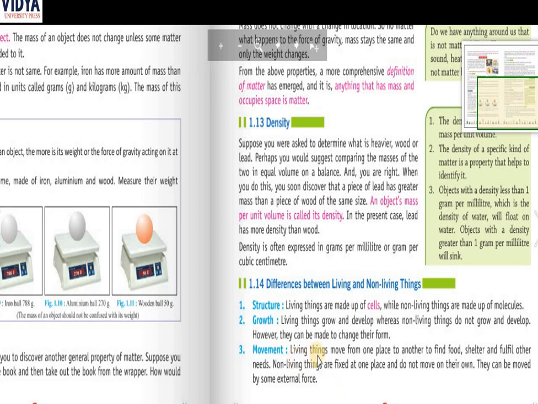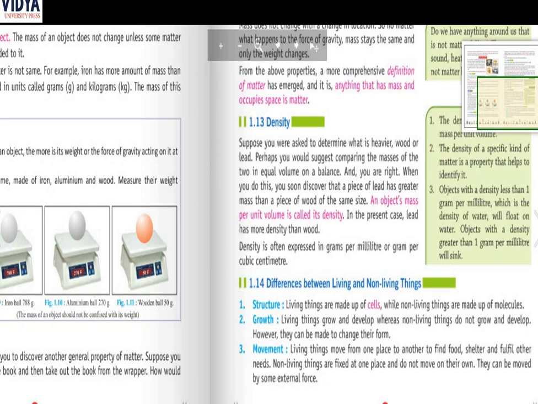And in living things, plants don't move from one place to another because they make their own food, so they don't have to go from one place to another to find food. They are autotrophs. They make their own food with the help of sunlight, chlorophyll, carbon dioxide, and water. Now, move to the next page.